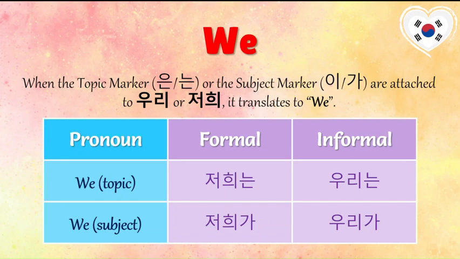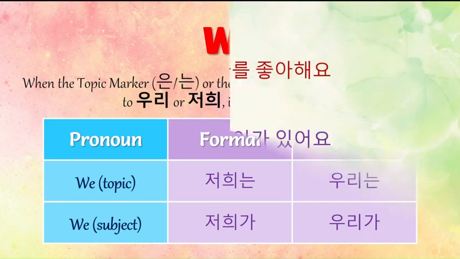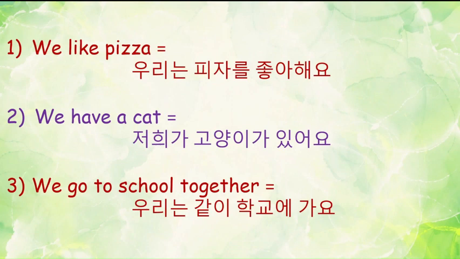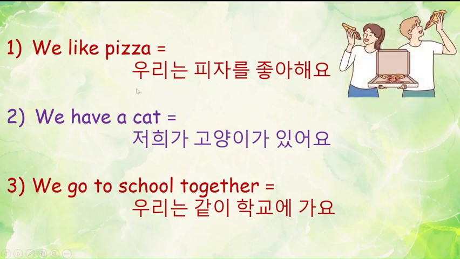Now let's see some example sentences to understand how to use we in Korean. The first example says we like pizza. So in Korean it will be 우리는 피자를 좋아해요. What is the translation of we? 우리. It is very simple.